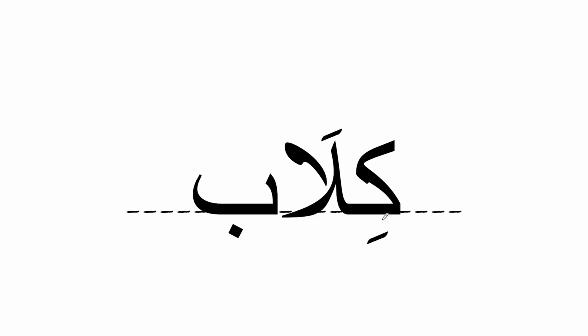Next one, I have a kisra here, so I'll put a partition before it. I have a fatha here, so I'll put another partition before it, and then I will read each one on its own and then connect them. So I have ki, and then I have lab, kilab, and kilab means dogs.